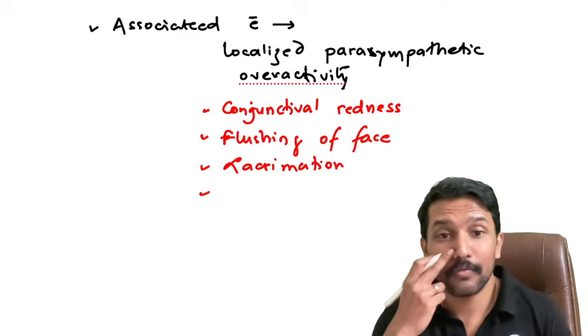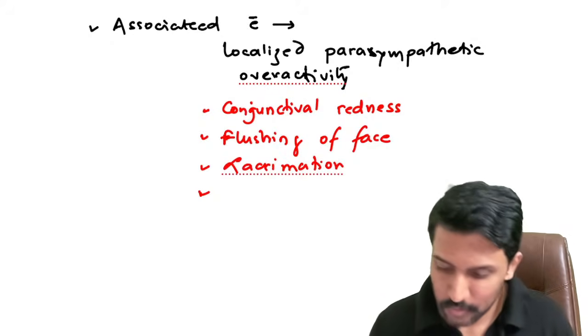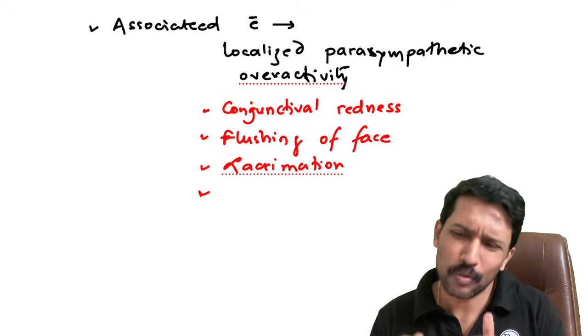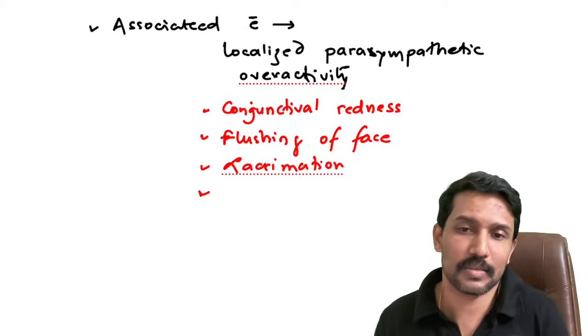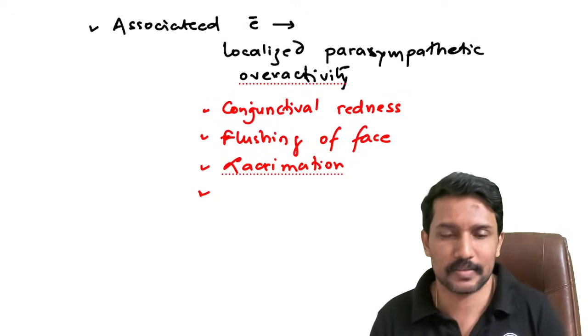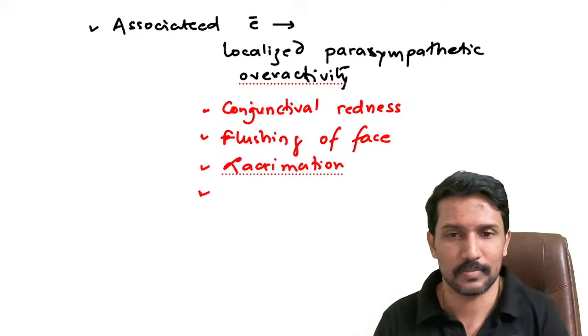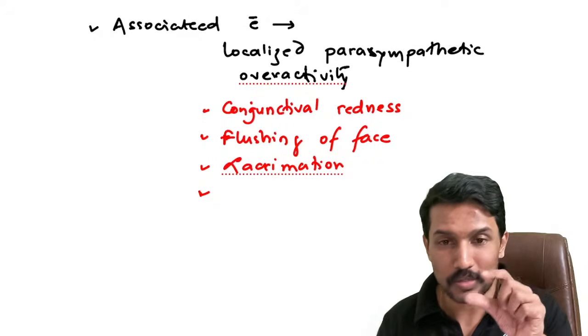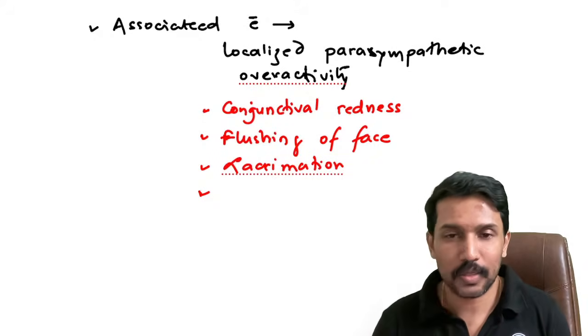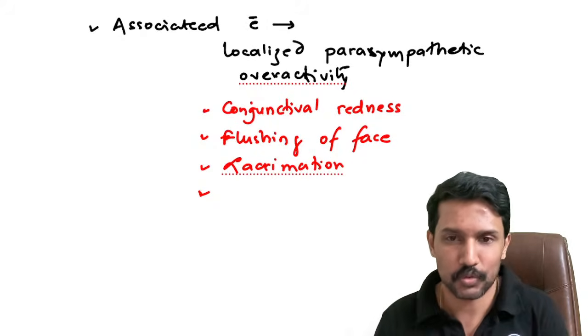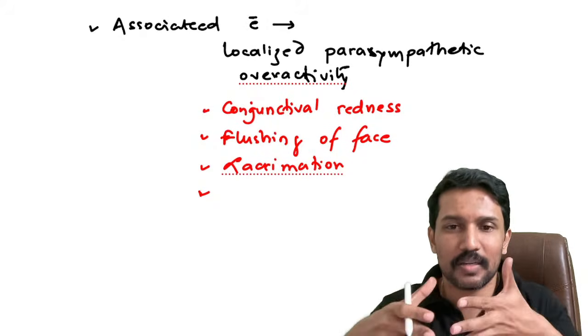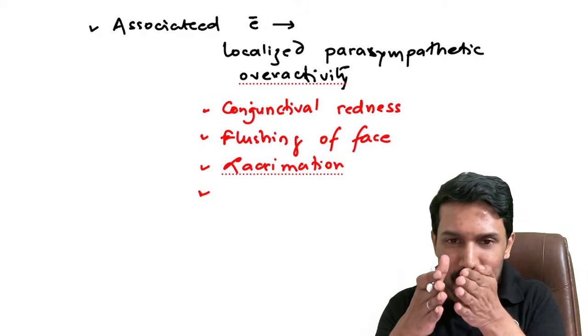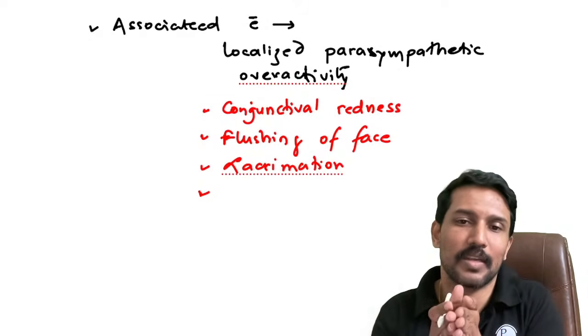Okay, then I will have nose blocks. Why will I have nose blocks? It's not only because of increased secretion by the nasal epithelial glands. There's a more important reason. Parasympathetic is causing vasodilatation. So if I have vasodilatation of blood vessels in the nasal mucosa, they become swollen because more blood is coming to them. So if the nasal mucosa gets swollen, the passage becomes narrow.